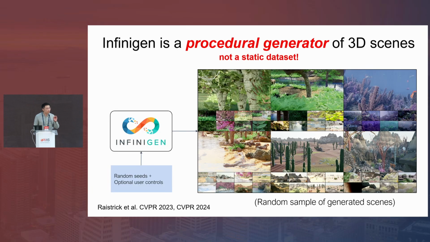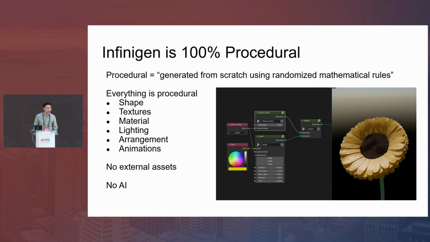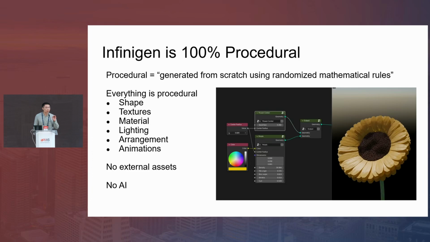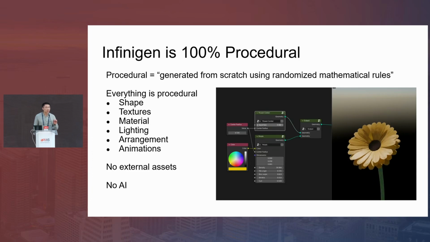What is different about it is its internal structure. It's not a neural network model. It has no neural weights inside it. So although it's for AI, it's not an AI itself. It is procedural, meaning that everything is generated based on mathematical rules. Everything includes shape, texture, material, lighting, arrangement of objects, and animations. There are no static 3D meshes that were downloaded from the internet.